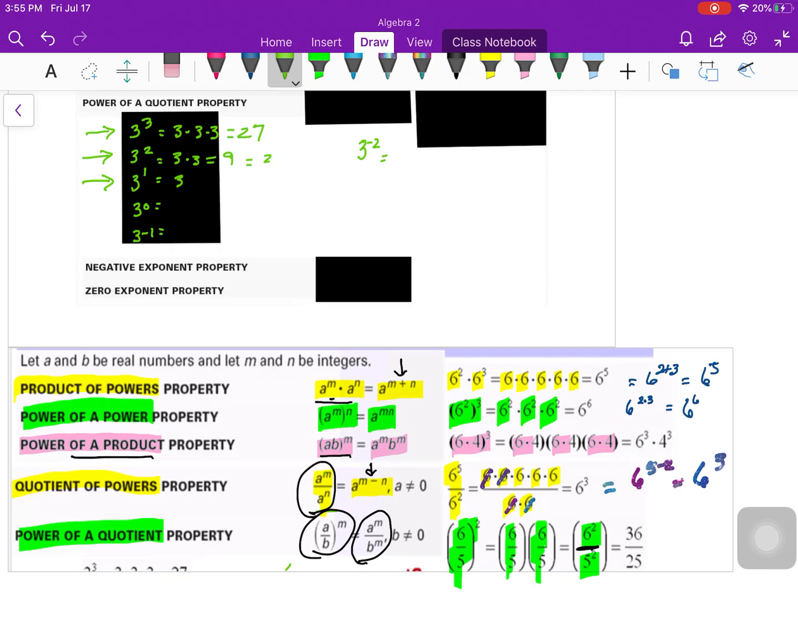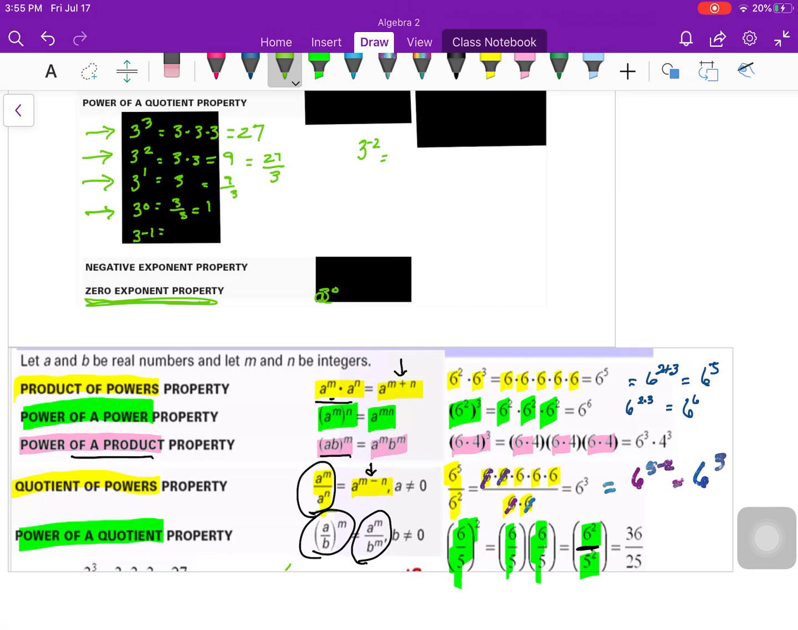I actually took, to get 27 and to get to 9, I had one less power, so it meant take the 27 divided by one of the 3s, which would give me the 9. So then 3 to the 1 would be take the 9 and divide by the 3, which gets me to the 3. So then when I get to 3 to the 0, it means take the 3 and divide by the 3, which is 1.